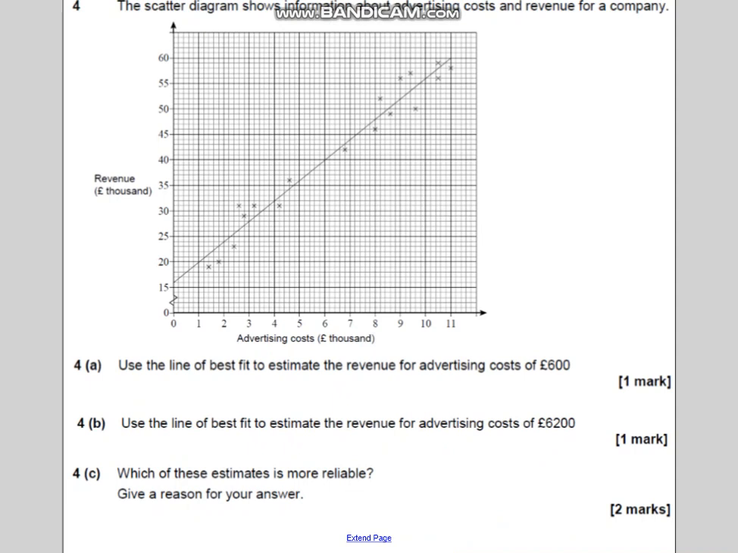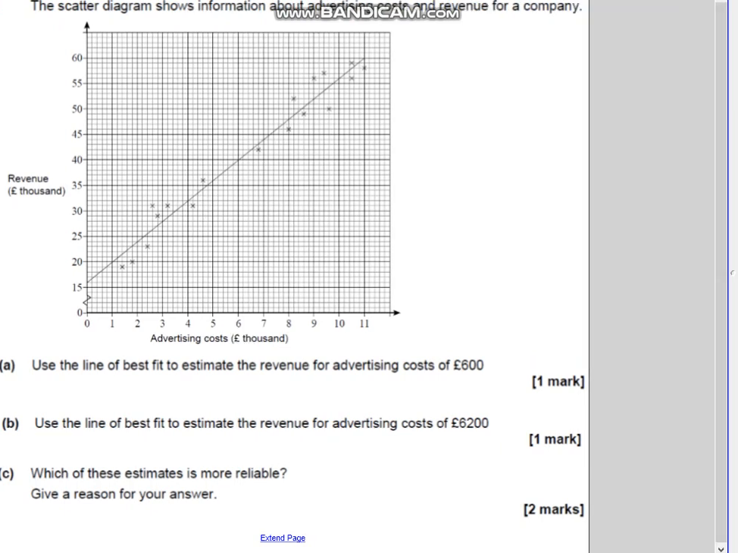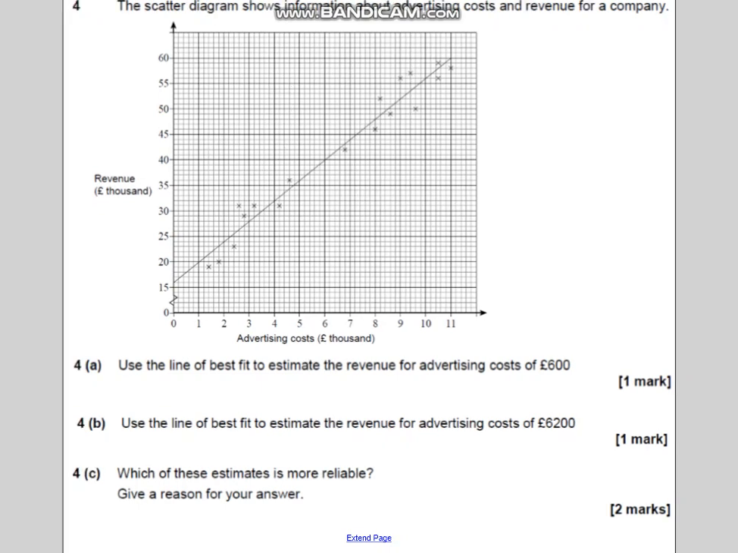On to question 4. We've got a graph drawn with a line of best fit, and we're talking about advertising and revenue. Use the line of best fit to work out the revenue for advertising costs of only 600. I'm going to use a narrower line here just to be super accurate. So 600 is down here, and we can go up and across, and we're looking at about 18,000. So I'm allowing 18,000 to 18,500.